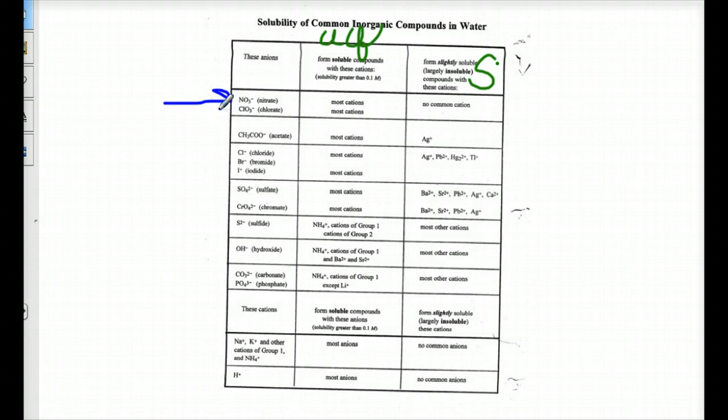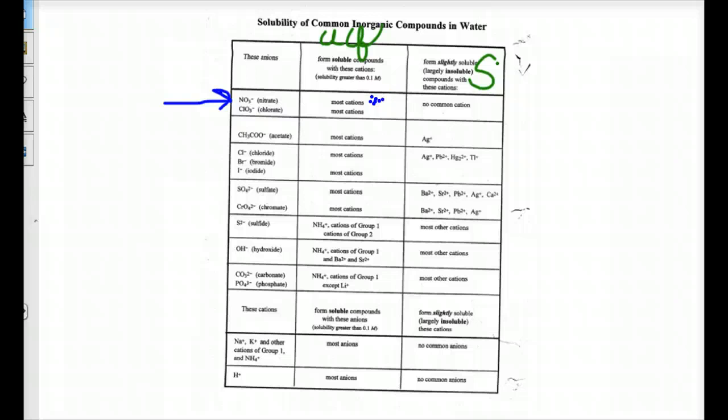Let's say nitrate. If I'm using nitrate and I try to combine it with any of these cations, they're usually going to be aqueous. So since most cations belong in this box, that means we would label our product as aqueous.